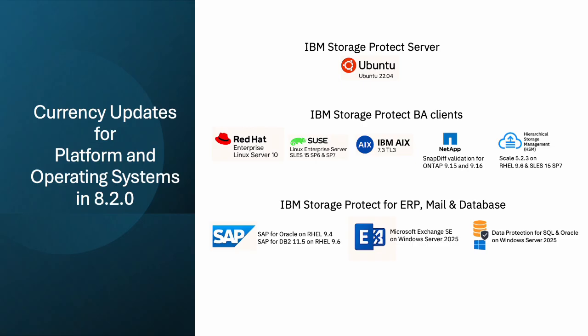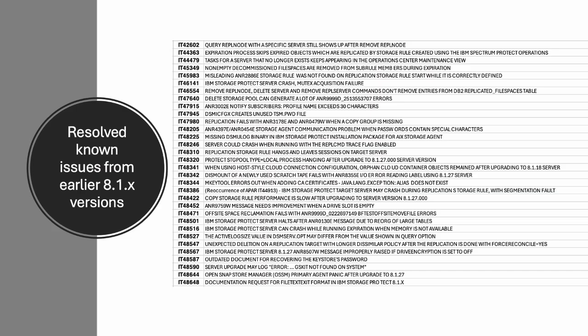SAP for Oracle on RHEL 9.4 and SAP for DB2 11.5 on RHEL 9.6 is supported. Backup for Microsoft Exchange SE on Windows Server 2025 is supported. Data protection for SQL and Oracle on Windows Server 2025 is also supported. This ensures you can safely modernize your infrastructure without worrying about backup compatibility.